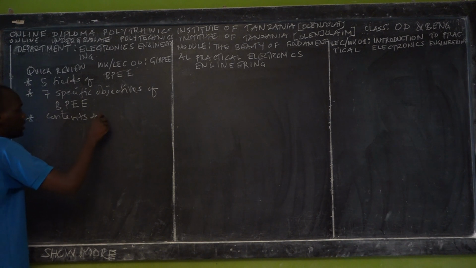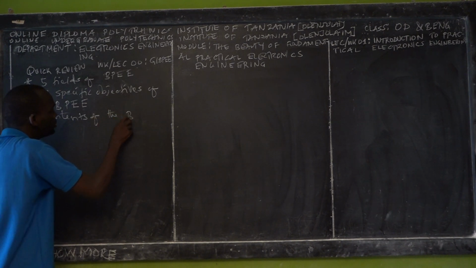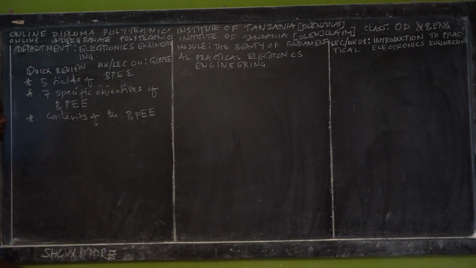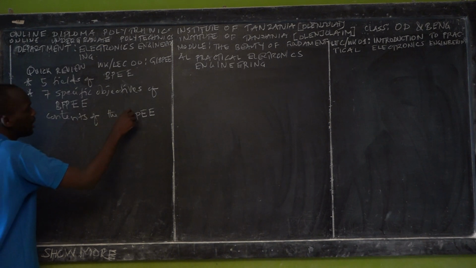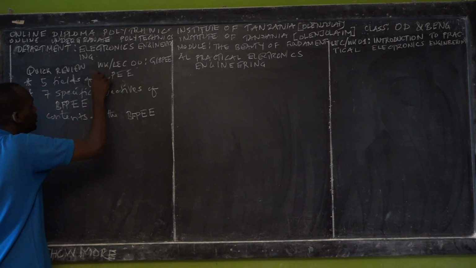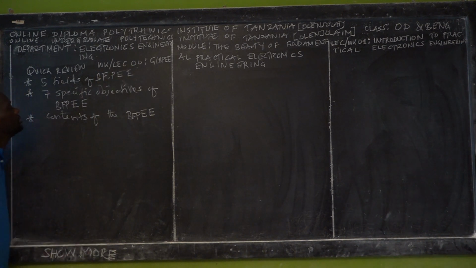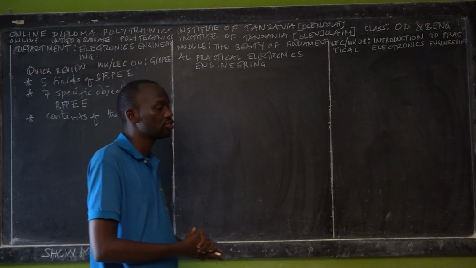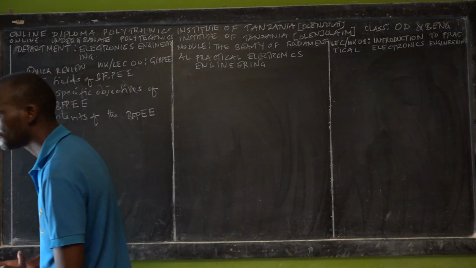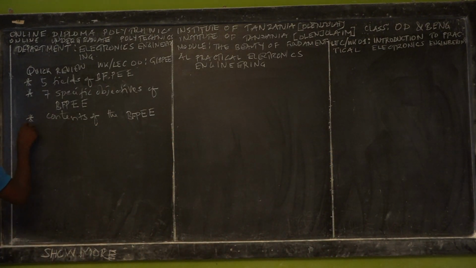Yes. Contents of the beauty of fundamental practical electronic engineering. So how many contents? I said that I organize the contents of this module in the form of chapters, right? So how many chapters do we have? 12 chapters, right?